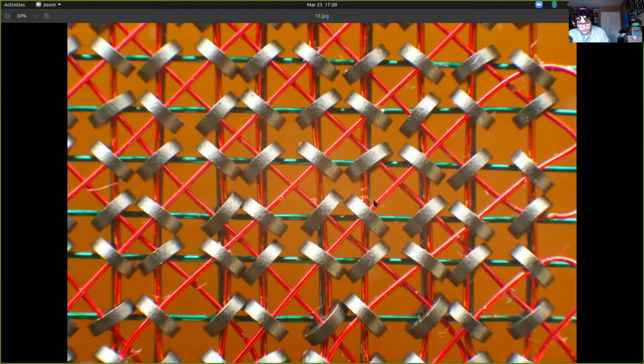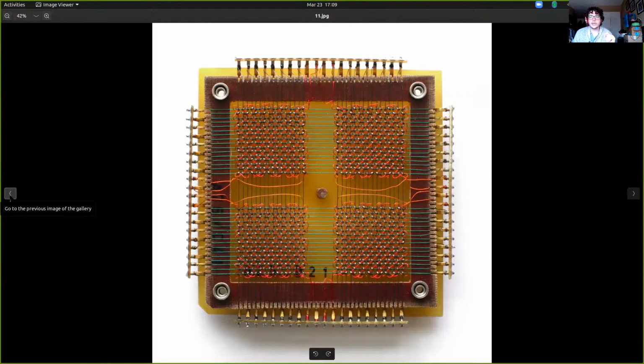So this is really cool, although it's not exactly the most stable type of memory. Of course, the reason why is that it's really easy to disrupt these magnetic fields. And so you have to be careful around these.